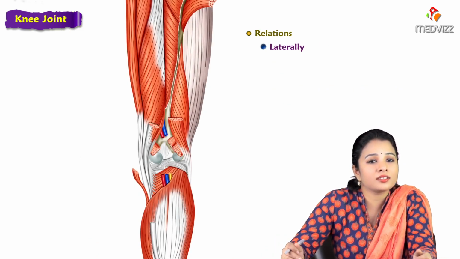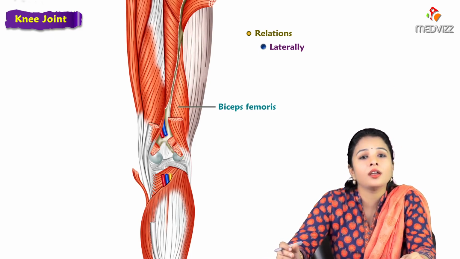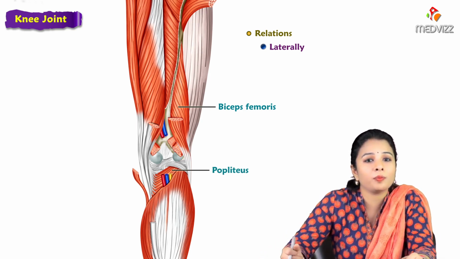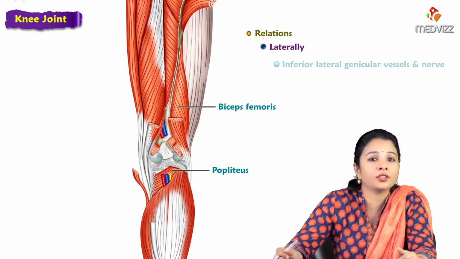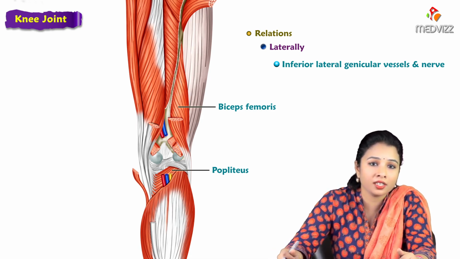Laterally, the knee joint is related to biceps femoris before its insertion into the head of the fibula, and it is related to the popliteus. We already showed the popliteus muscle present along the lateral meniscus, and it is also laterally related to the inferior lateral genicular vessels and nerve which supply the knee joint.